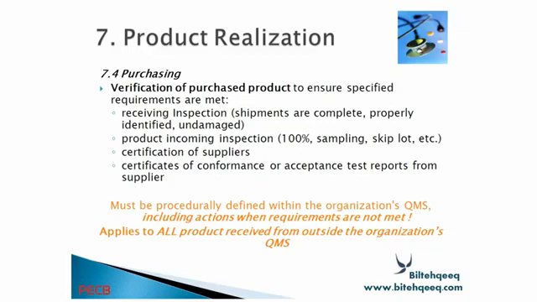You can perform 100% inspection, or you can select some samples to check, or you can also trust the supplier certificate. It depends upon the nature of the product and the competency level of the supplier. You must practically define this within the organization's quality management system, including action when requirements are not met. This applies to all products received from outside the organization's quality management system. So if there is any problem in the outsourcing process, your verification activity should be increased.